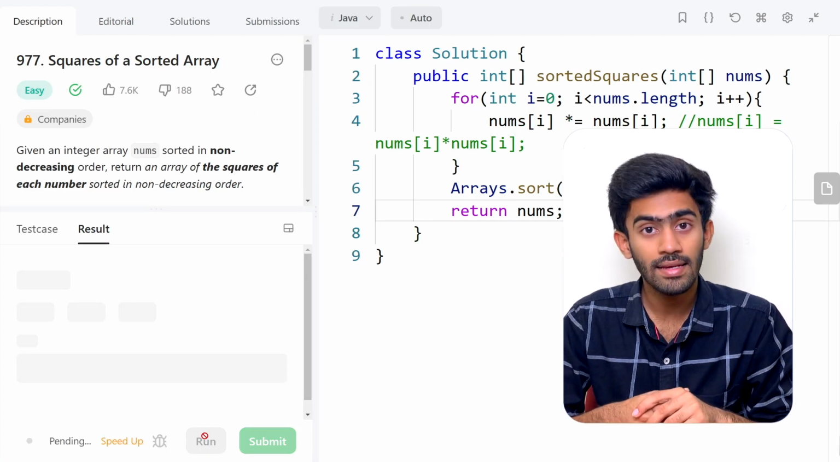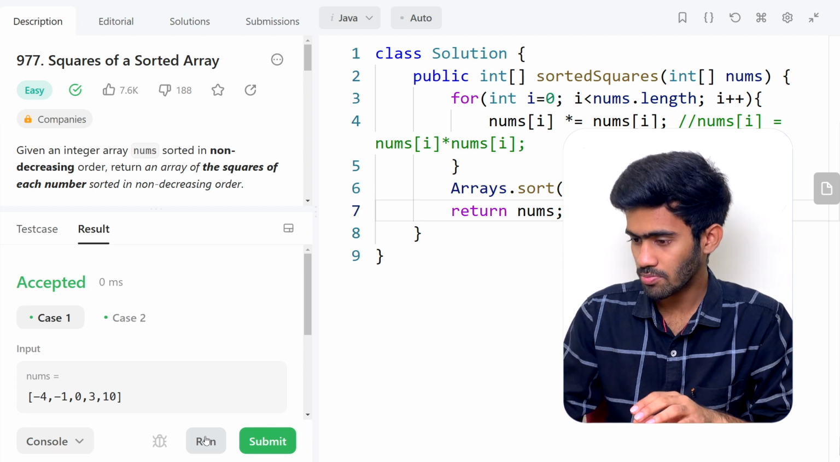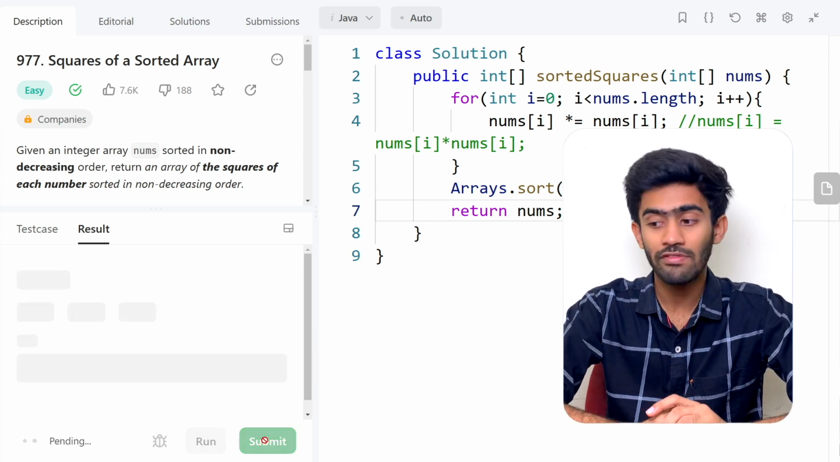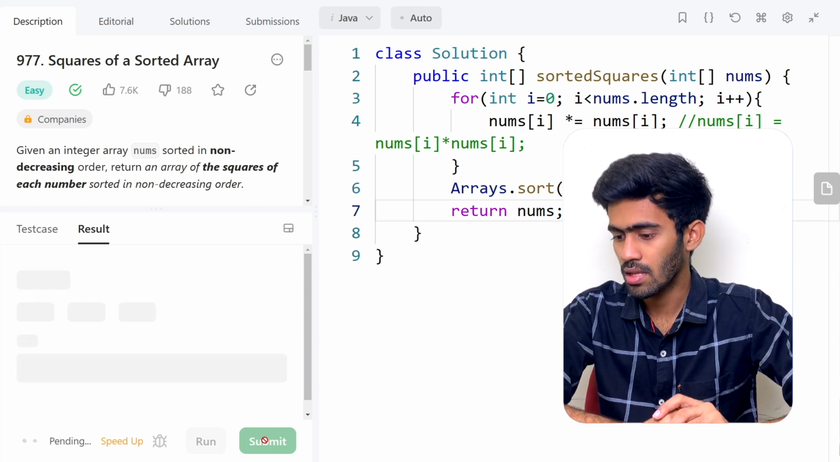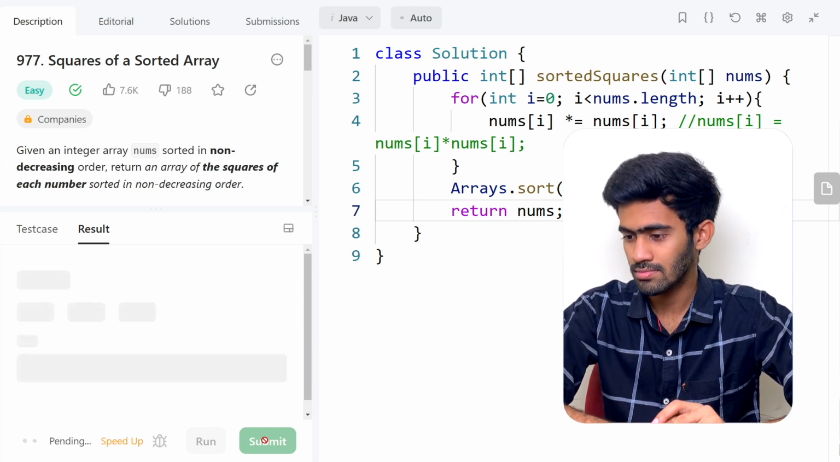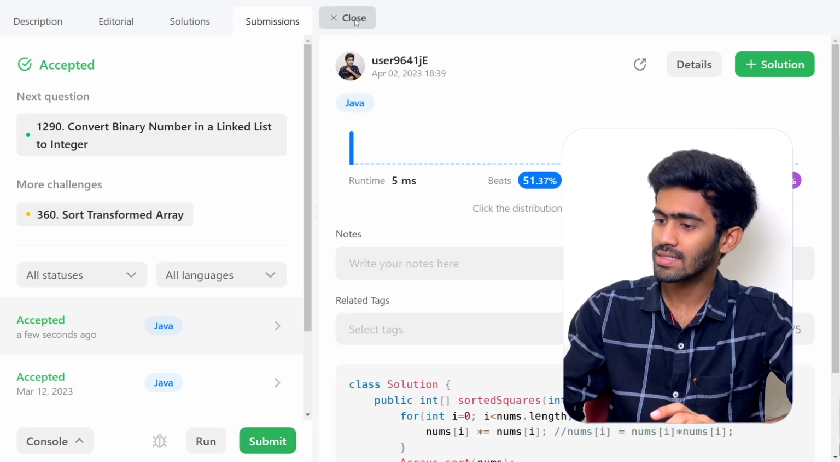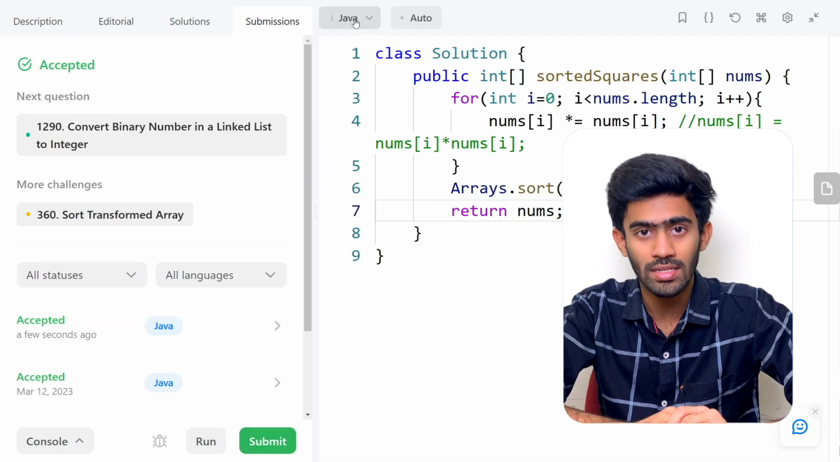So here we are running the sample test cases. It has passed the given two sample test cases. Let us submit the code and verify it for all the other test cases. Okay, so it got accepted. So this is the solution to the given question of squares of sorted arrays.